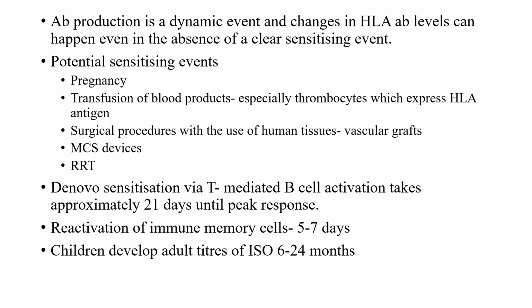And in children we have to repeat every 4 weeks, because children take 6 to 24 months for the adult titers of isohemagglutinin to develop. From this we should understand that the potential things for HLA sensitization are events like transfusion, surgery, mechanical circulatory support, vascular grafts, homografts, or renal replacement therapy. Also, as the waiting time increases, the chances of sensitization to HLA increase and the PRA score can increase, which can potentially decrease your chances of getting a favorable matching donor.